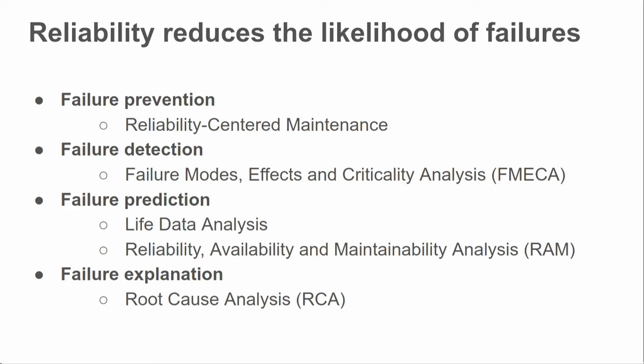Reliability, in essence, is the practice of reducing the likelihood of fault or failure. So you can do this by failure prevention. The first one is with maintenance. Failure detection, where you already know how things can go wrong, so you can detect or measure some of the indicators that a failure happened.